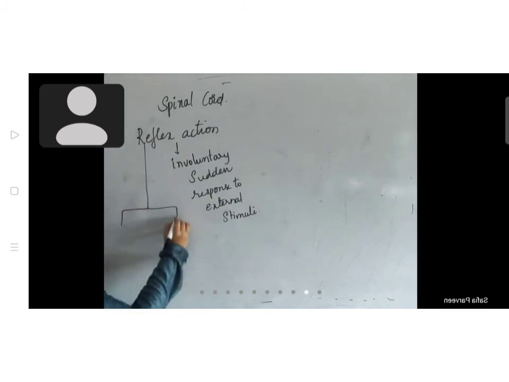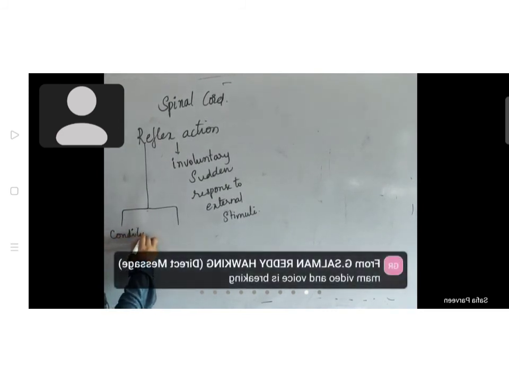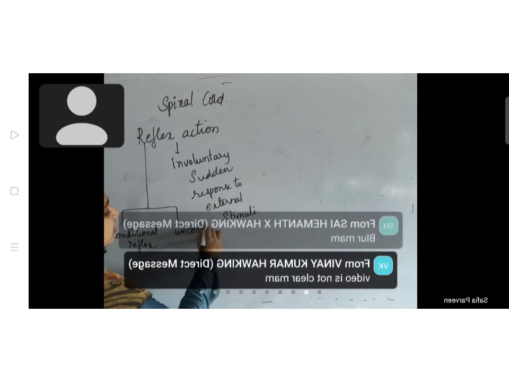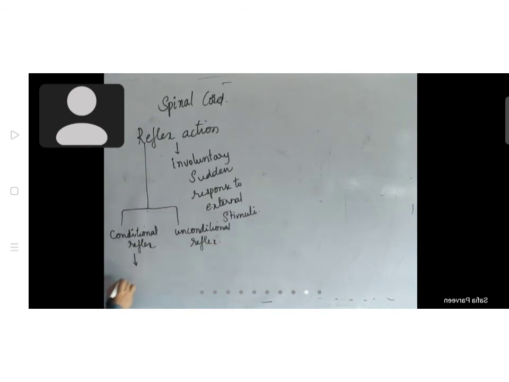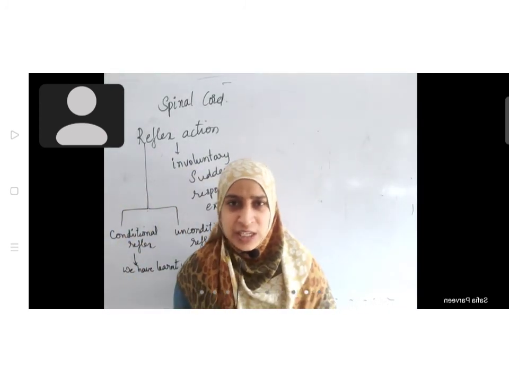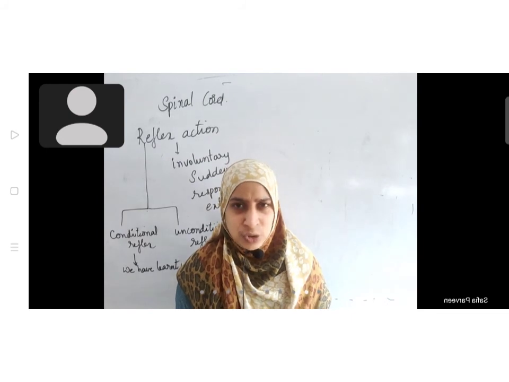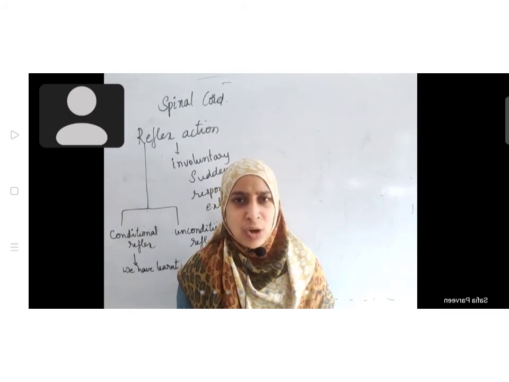In reflex action, it can be a conditional reflex or an unconditional reflex. A conditional reflex is what we have learned in our past. And an unconditional reflex is something which is not learned. I'll give you one example for unconditional reflex. A small baby, if he is feeling hungry, will start crying. Did he learn that he should cry if he feels hungry? No, he did not learn.